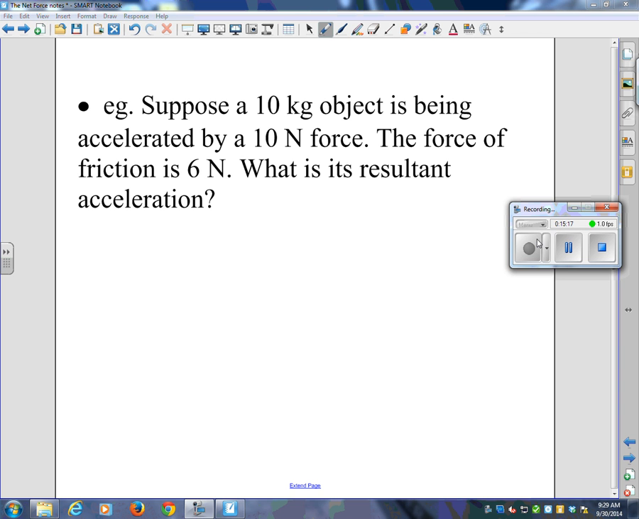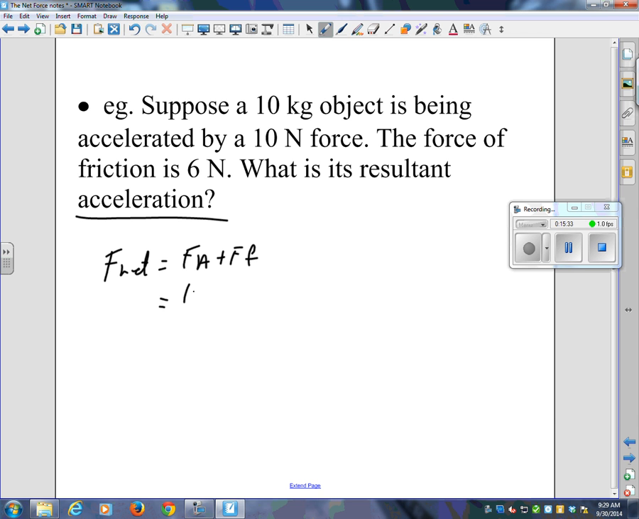So, what are my steps? I'm looking for the acceleration. Before I can get acceleration, I need the net force. Let's solve for net force first. F net is equal to applied force plus friction force. Applied force is 10, friction force minus 6, giving us a net force of 4 newtons.